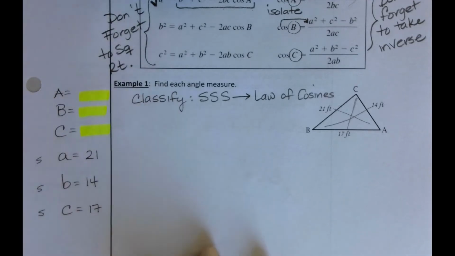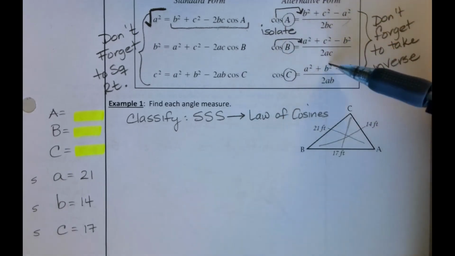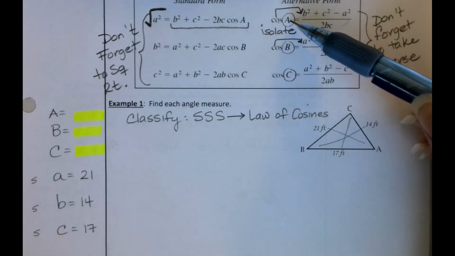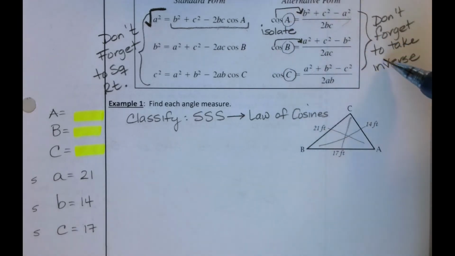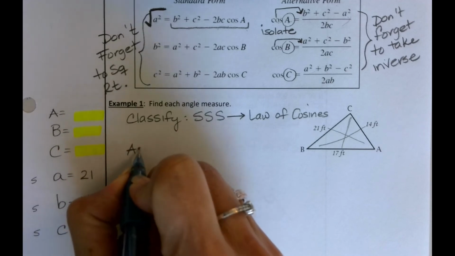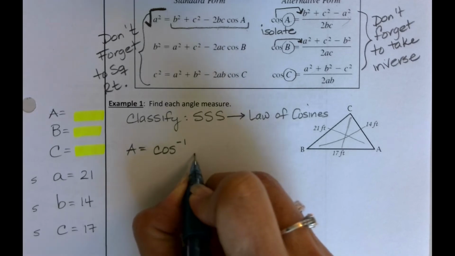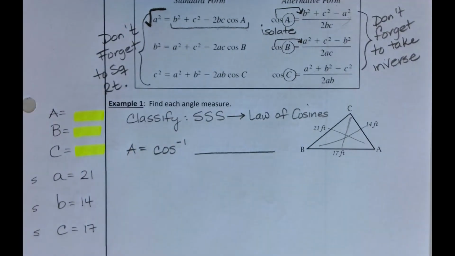So capital A in our formulas is going to be asking us to use these. Capital A is right over here. So we're using that first formula. And we remember that we cannot forget to take the inverse. So if you would like to follow along, capital A is found by taking the cosine inverse of that big fraction. All you're going to do is substitute the values that have been given to you.